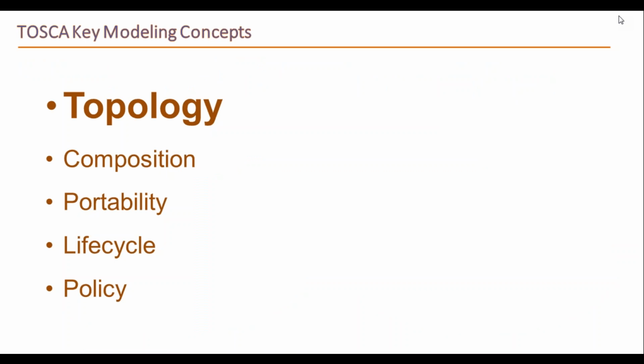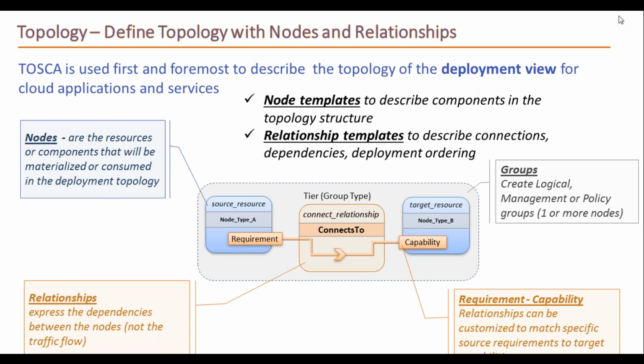Okay, key modeling concepts. These slides keep me on track. So the first part is topology. Next slide, please. So here are the fundamentals of building a topology. It all starts with nodes and relationships, the basic stuff you would expect typically in an information model.